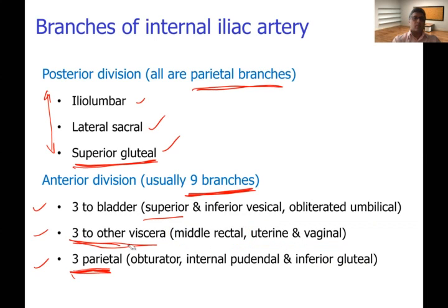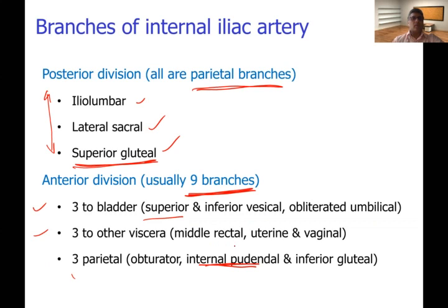Then the other important artery that you can see here is the internal pudendal artery. Now, the internal pudendal artery is the artery of the perineal area, and it is the artery that gives rise to the inferior rectal artery and the perineal arteries.